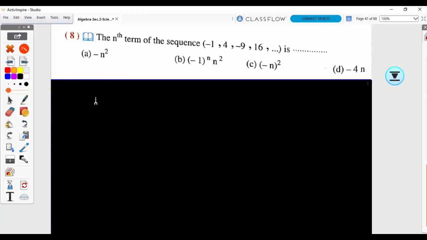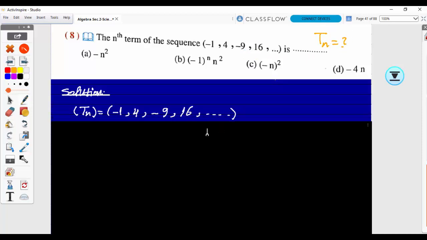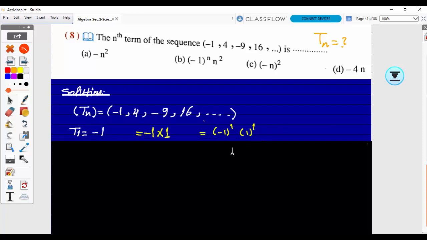Next question, question number 8. The nth term of the sequence negative 1, 4, negative 9, 16, and so on is. The required here is to find Tn. Solution: we have T1 equals negative 1, T2 equals 4, T3 equals negative 9, and so on. So we rewrite the terms of this sequence. T1 equals negative 1, and negative 1 equals negative 1 power 1, multiply 1 power 1.